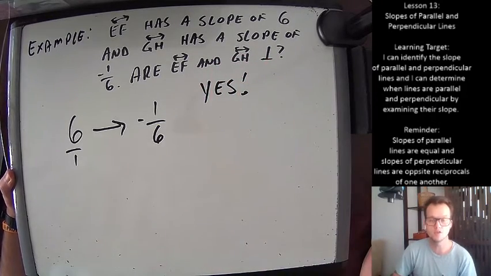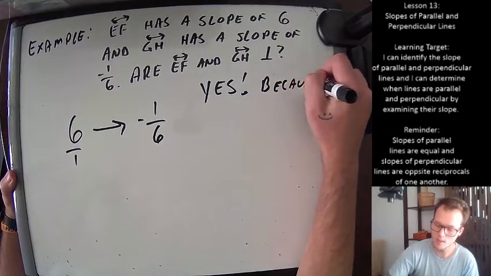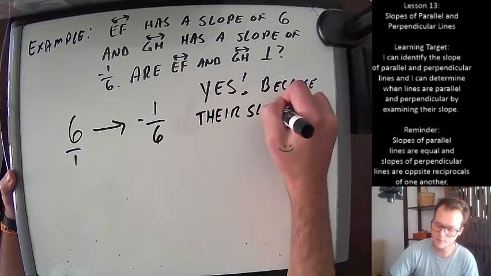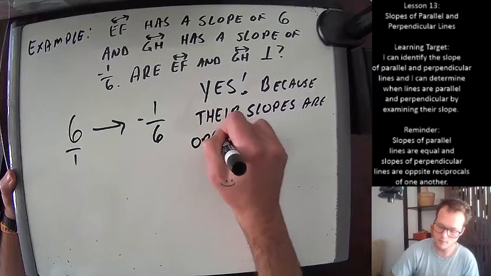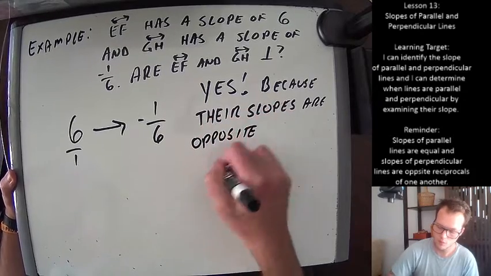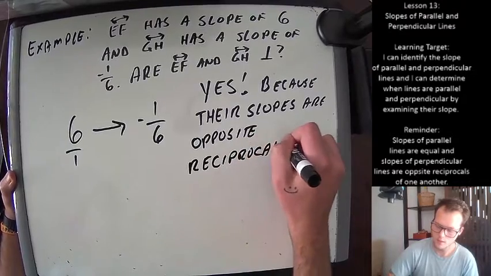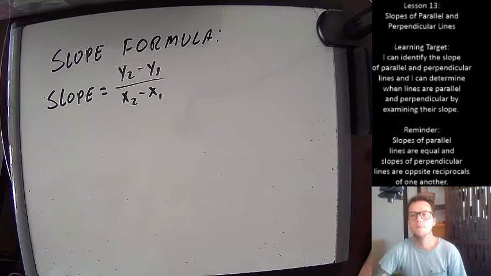They are perpendicular to one another because their slopes are opposite reciprocals. And I'm feeling good, so we're going to end that with a Z.